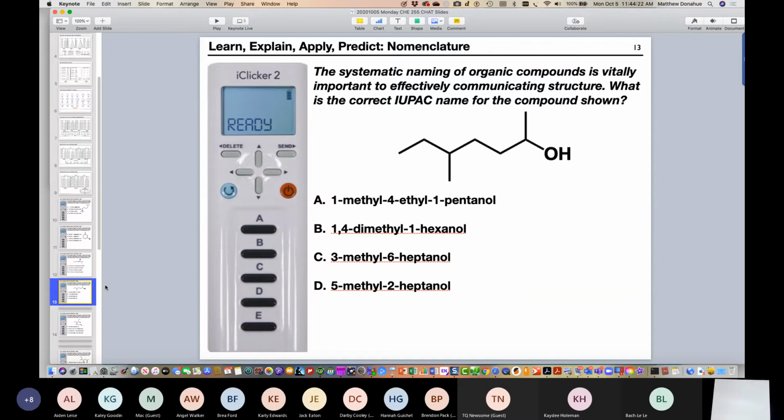So for this one, look at the structure and consider all the rules we've just gone over and see what you think is the proper name. So in the chat box, type A, B, C, or D about what you think the best name for that compound is.